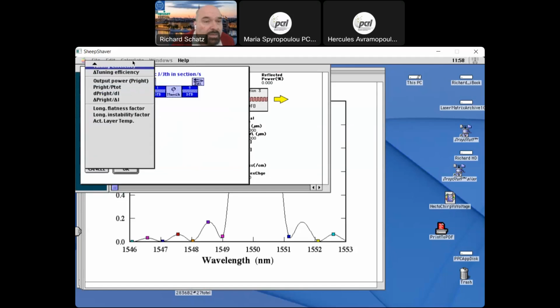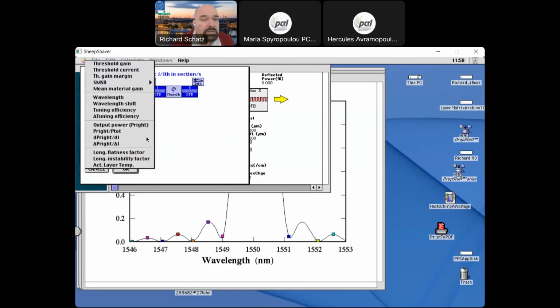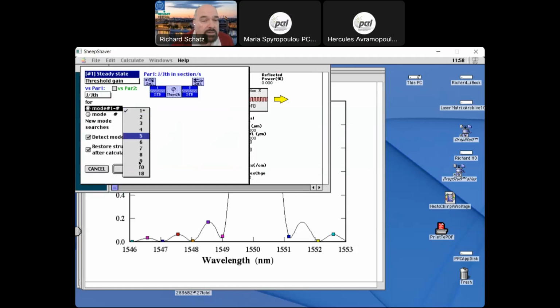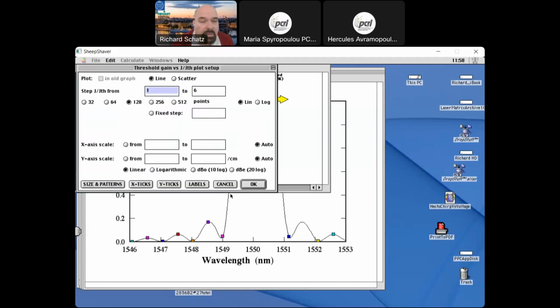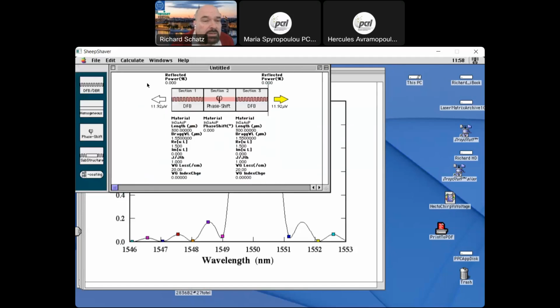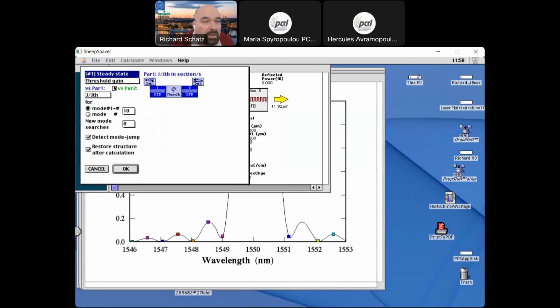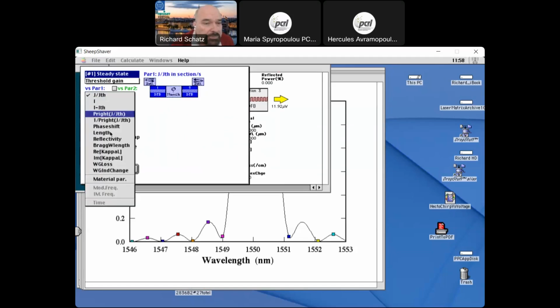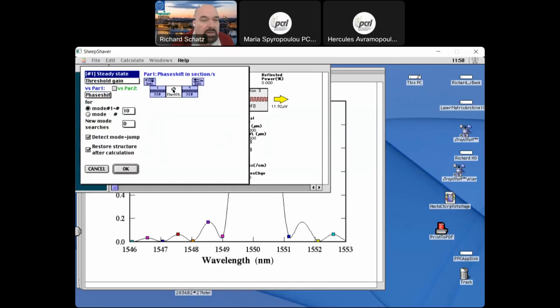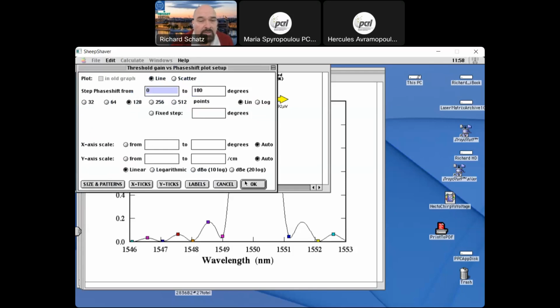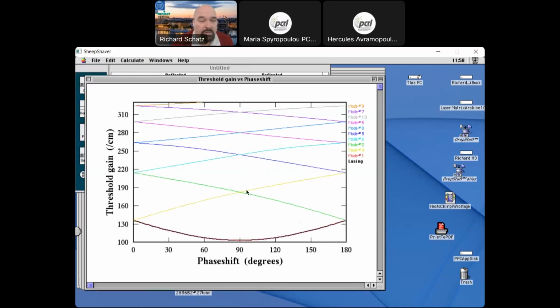Then we can calculate the threshold gain of the different modes, and then see where we have the largest gain margin. So, yeah, and then I should do it versus phase shift here. So I take this versus that, threshold gain versus phase shift. Then I mark here this phase shift we want to change, and then we can just calculate here and see which phase shift is optimal.